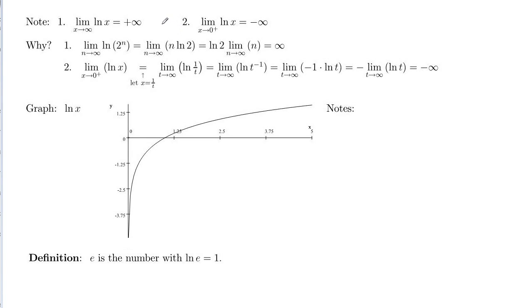Let's now take a look at the graph of the natural logarithm function and note some properties of the logarithm function. So first of all, the limit as x goes to infinity of natural log of x is infinity, and the limit as x approaches 0 from the positive side of natural log of x is negative infinity. So why are these true?